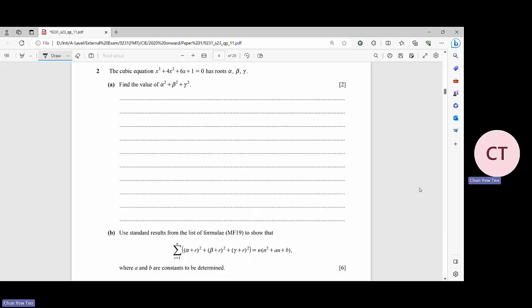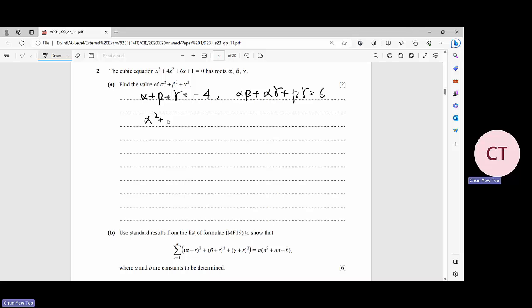Okay, now we look at question number 2. The cubic equation given has roots alpha, beta, and gamma. Find the value of alpha square plus beta square plus gamma square. So first of all, I just need to list out alpha plus beta plus gamma is negative 4. And I know that alpha beta plus alpha gamma plus beta gamma is equal to 6.